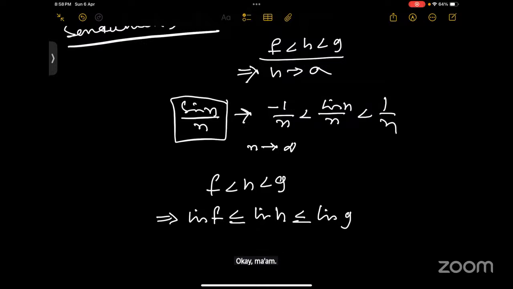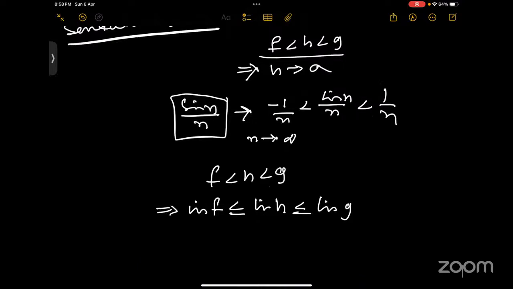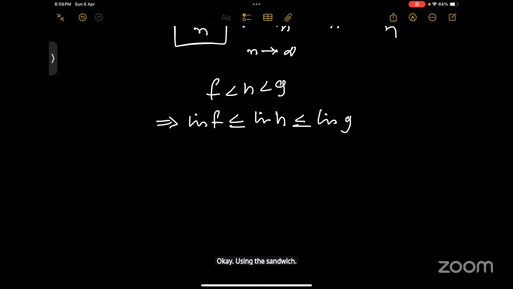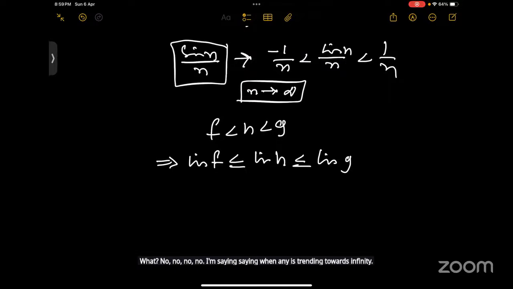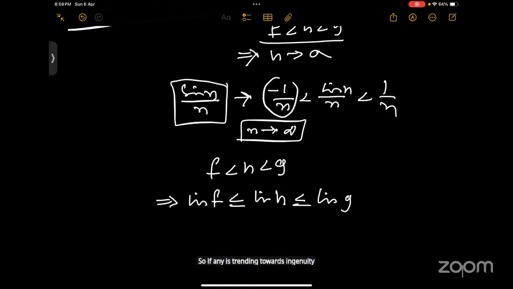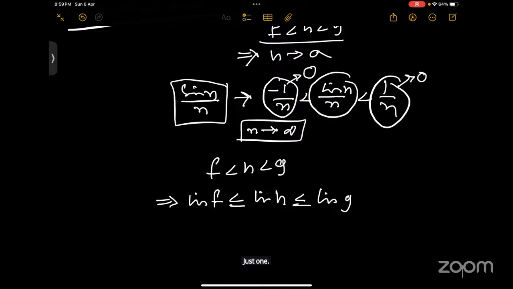Okay. So when n is tending towards infinity, what will be the limit of this function sin n by n? 0. Yes, correct. Using the sandwich thing, right? It's 1. What? No, I'm saying when n is tending towards infinity. If n is tending towards infinity, both of them are tending towards 0, right? Yes. So this will also be tending towards 0. Okay.